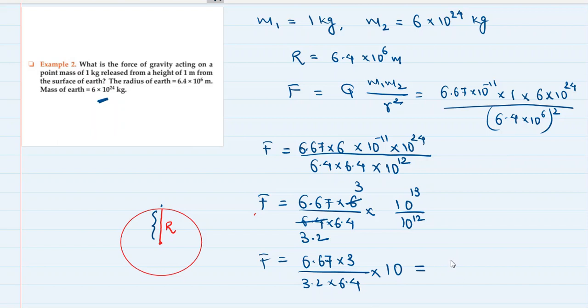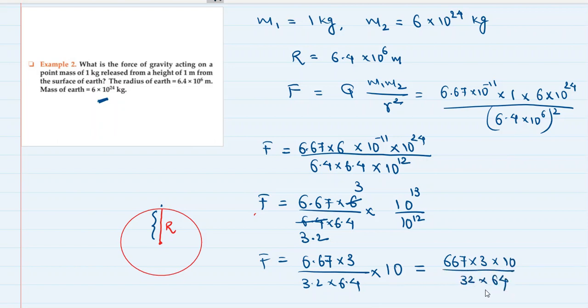Okay, so now I'm going to remove decimal places. So in the numerator, if I remove two decimal places, in the denominator I can also remove two decimal places. By what? By multiplying 100 in the numerator and denominator. If you multiply 100 in the numerator and denominator, you are not changing the value, but what you are getting is this: 667 multiplied by 3 multiplied by 10, 10 remains as it is, the whole upon 32 multiplied by 64.